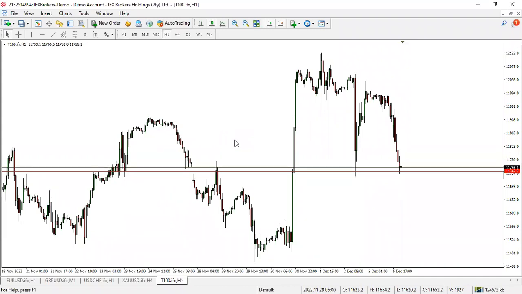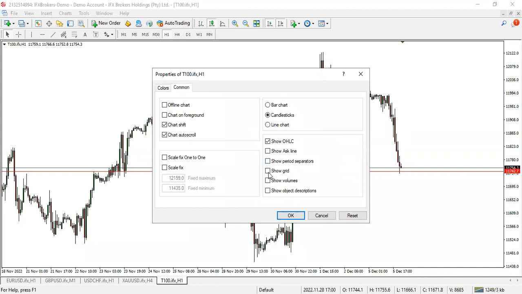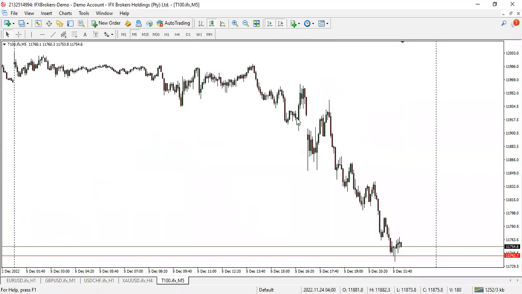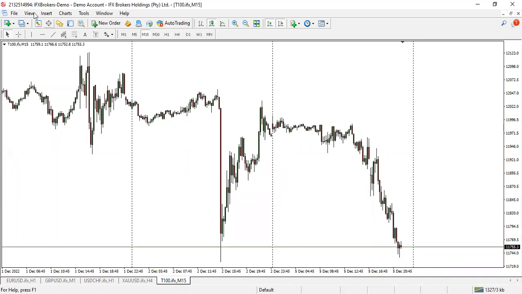The main reason is to see where the market will head. So remember, don't trade what you see, but trade the upcoming moves. This is the hourly chart of NASDAQ. And if you check today, let me include period separators. Then let's go to 5 minutes. I just want to show you that today NASDAQ just sold. So today NASDAQ moved bearish.